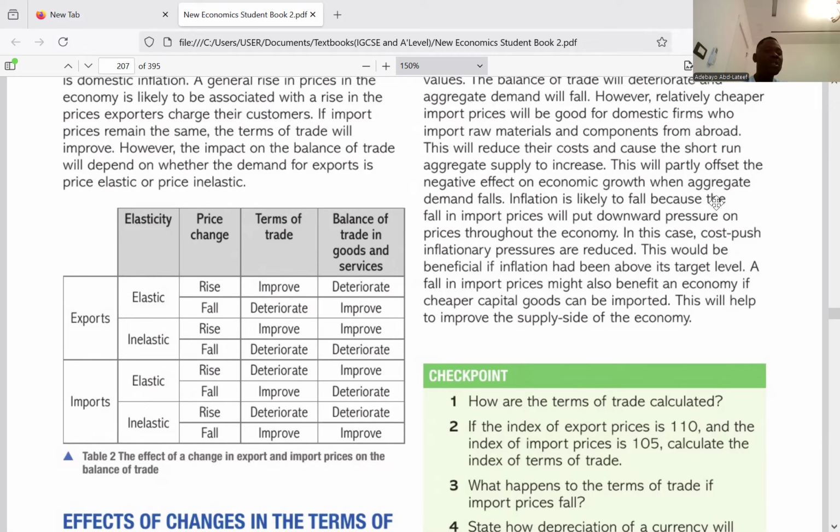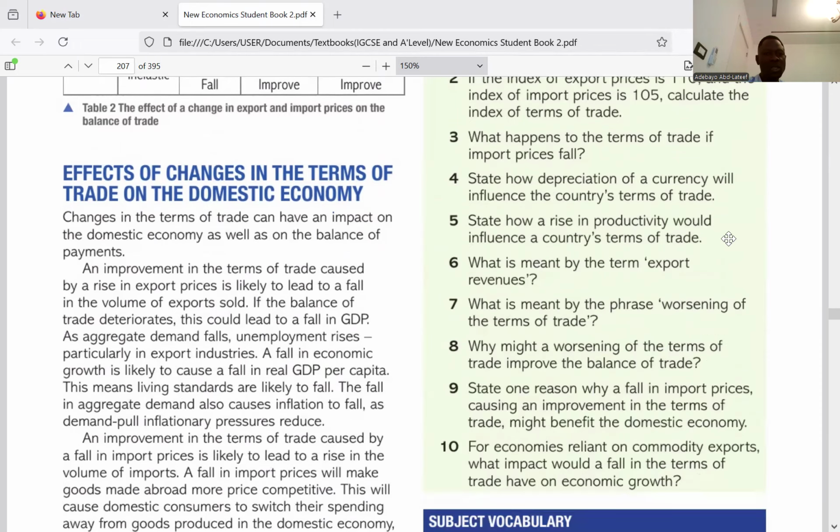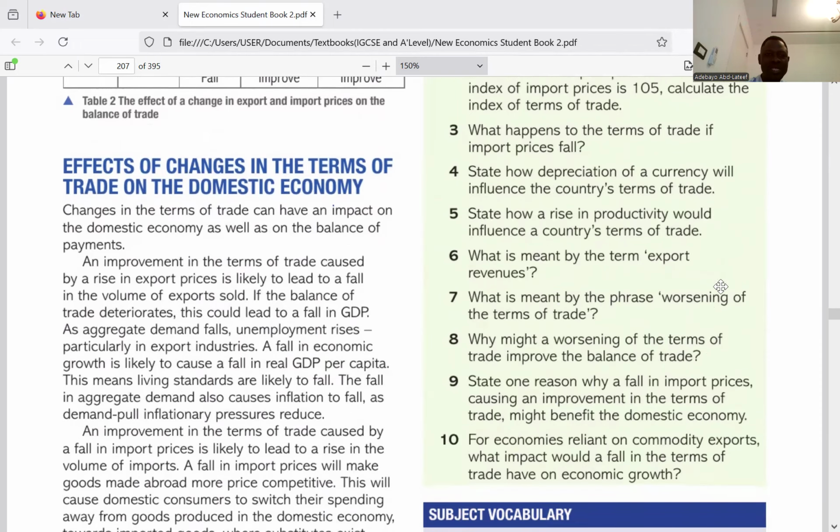Okay. Then if import is inelastic and there's a fall in price, it will improve both the terms of trade and the balance of trade because people will do more imports, and it increases the value of imports. So a fall in price for an inelastic import will bring about improvement in the balance of trade and improvement in the terms of trade. Is it clear? So that takes us to the effects of changes in the terms of trade on the domestic economy.